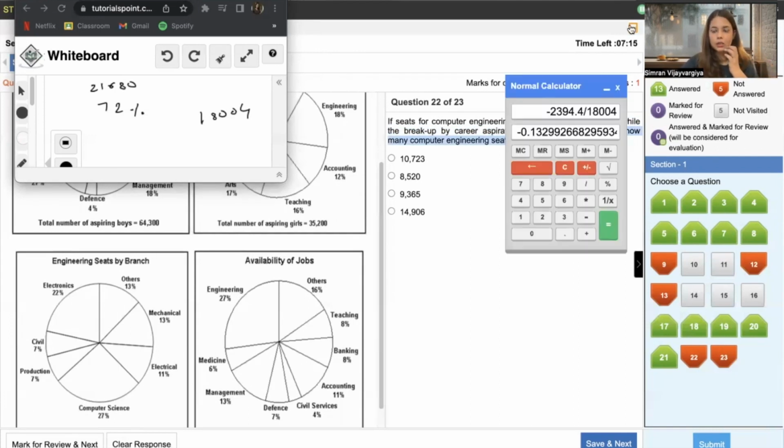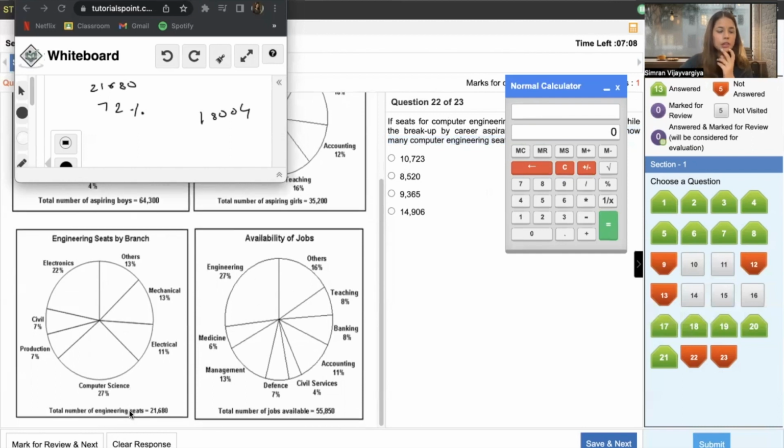Okay, so computer engineering. Initially it was 27% of 21680, the total number of seats available. This increased by 60%, so we'll multiply it by 1.6. 9,365 seats. Okay, great. We have our answer.